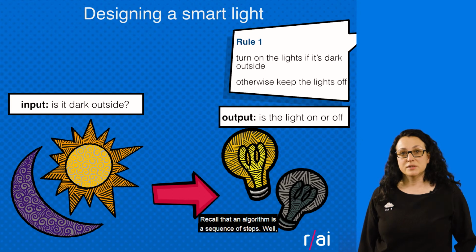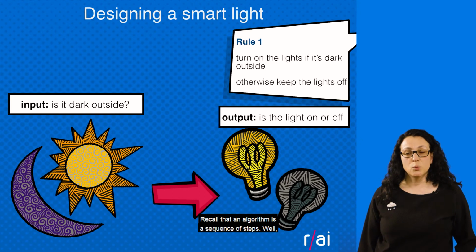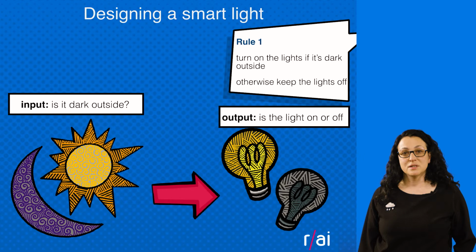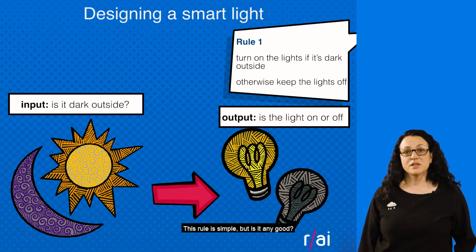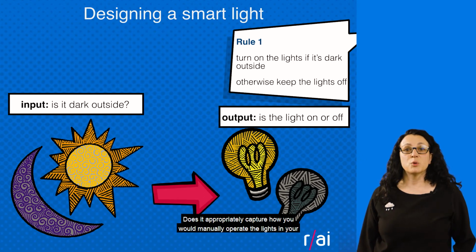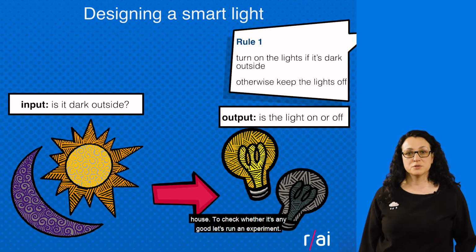Recall that an algorithm is a sequence of steps. Well, our algorithm is very simple. It's just this one rule. The input to the rule is whether it's dark outside. The output is whether to turn on the light. This rule is simple, but is it any good? Does it appropriately capture how you would manually operate the lights in your house?